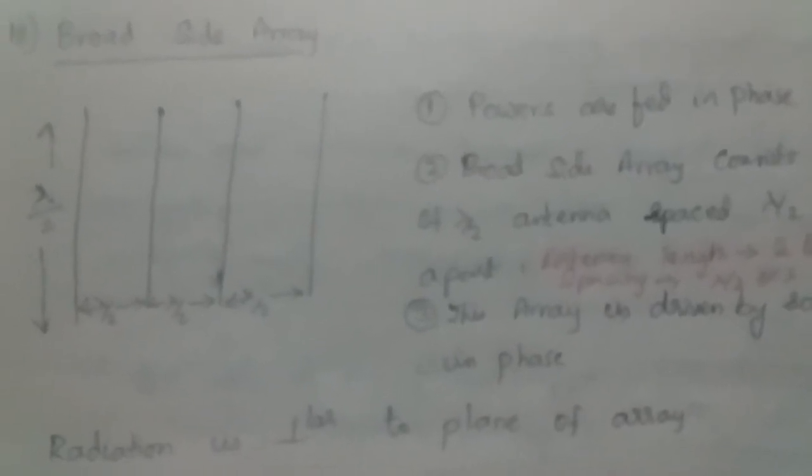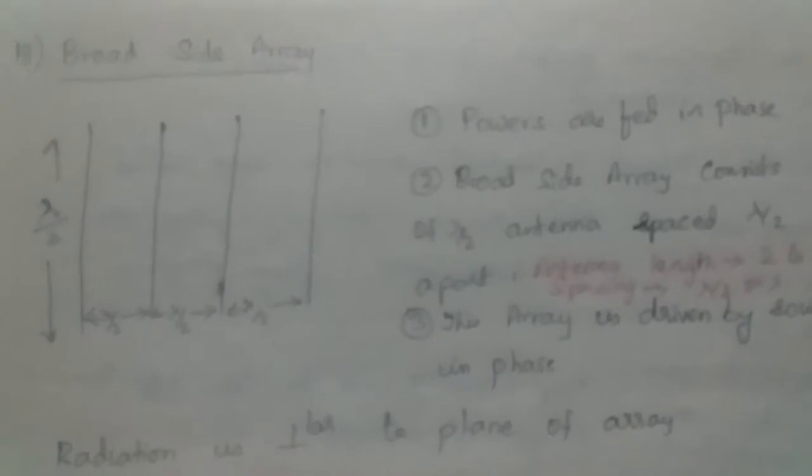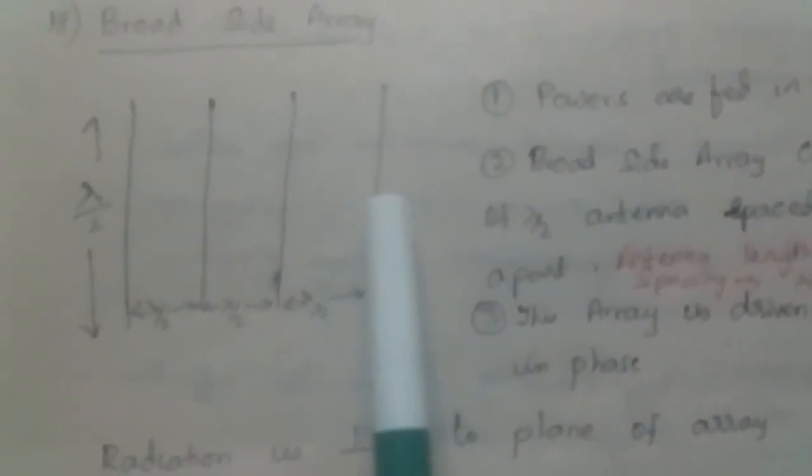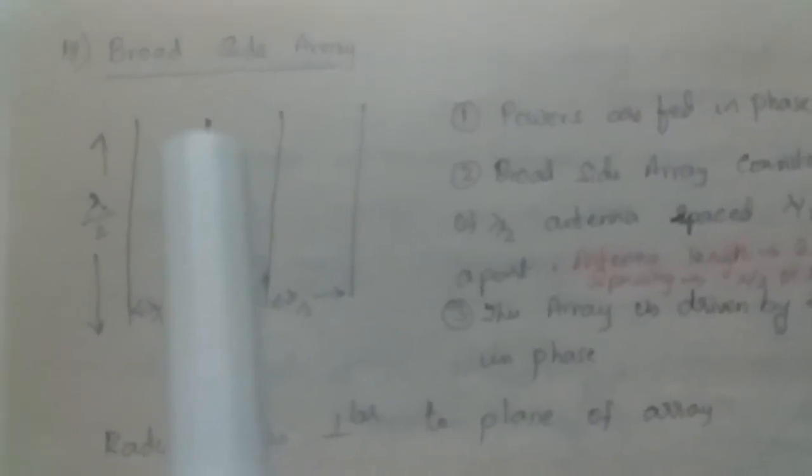The broadside array is strongly directional at right angles to the plane of the array, while it radiates very little in the plane of the array. So if some point is considered along the line perpendicular to the plane of the array, the distance from this point to this dipole, this dipole, is equal, and the net result is that the individual radiations in the direction perpendicular to the plane of the array are reinforced.